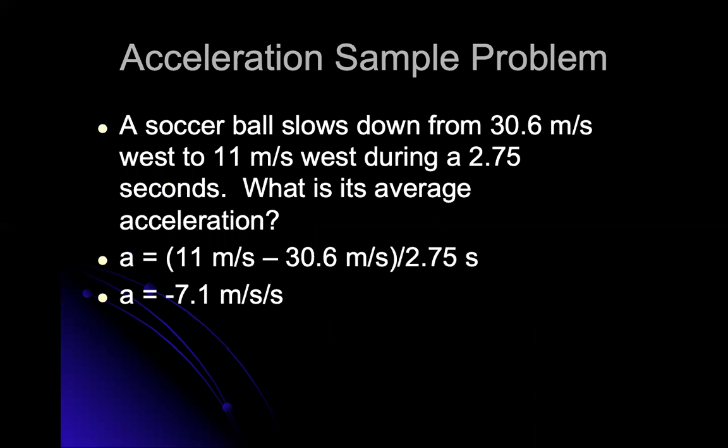All right, next problem. A soccer ball slows down from 30.6 meters per second west, remember velocity has to have a direction, to 11 meters per second west during a 2.75 second interval. What is its average acceleration? Remember that the term acceleration means a change in velocity, so it can be positive or negative. This is the final velocity and this is the initial velocity. If we subtract those two, then divide by 2.75, we get negative 7.1 meters per second squared. That's the rate at which it's slowing down.